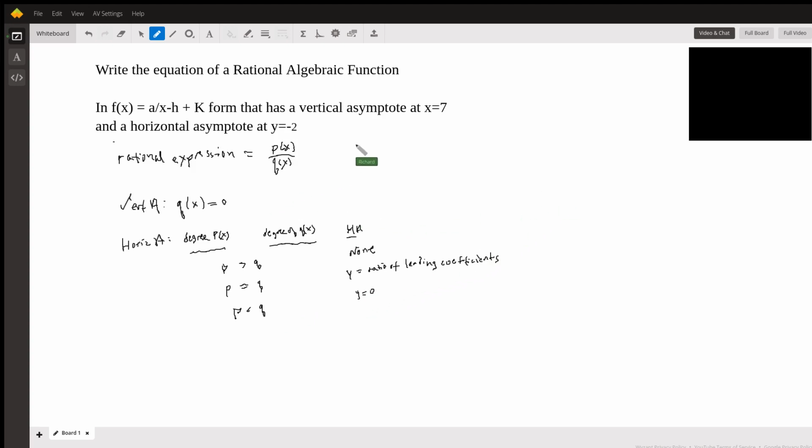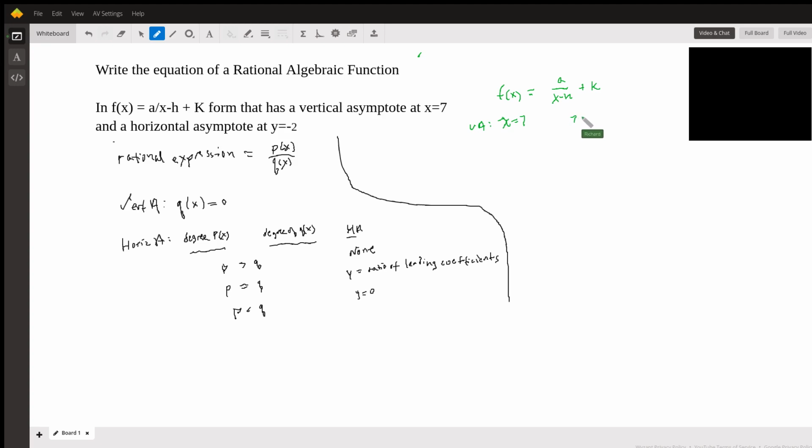Okay, so you really need to know all these things in order to do the problem, and once we've got that figured out, doing the problem is pretty straightforward. So we're interested in an f of x here, which is equal to a over x minus h plus k. And we're going to start with the vertical asymptote. So the vertical asymptote is 7. This would be x equals 7.